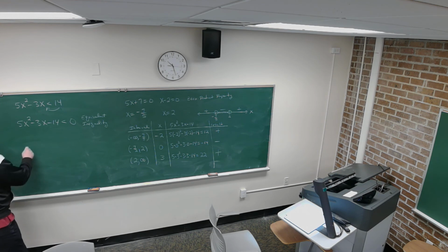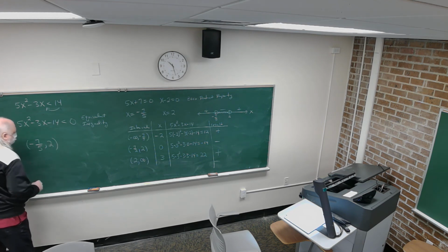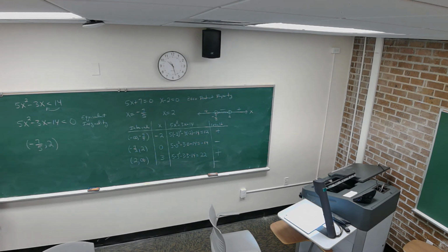So in step 5, the solution set, right, in interval notation, is all real numbers greater than minus 7/5 and less than 2.